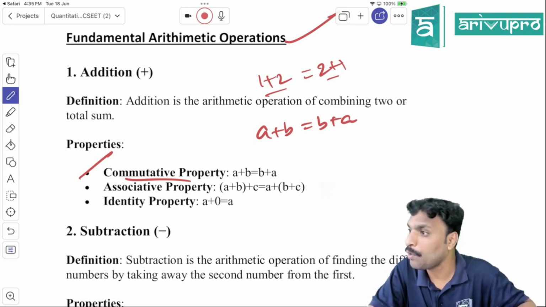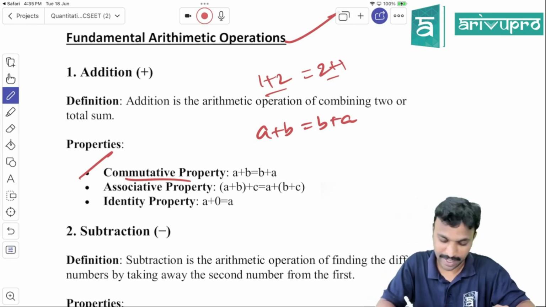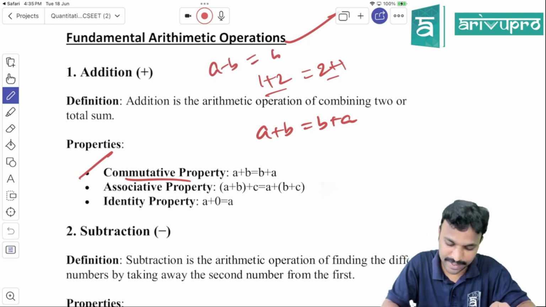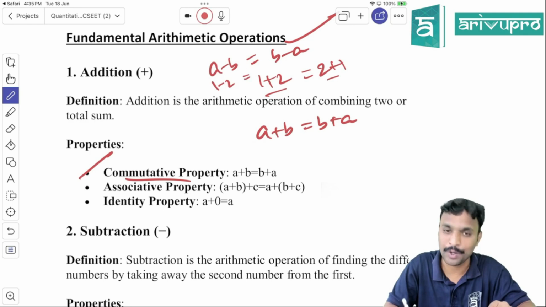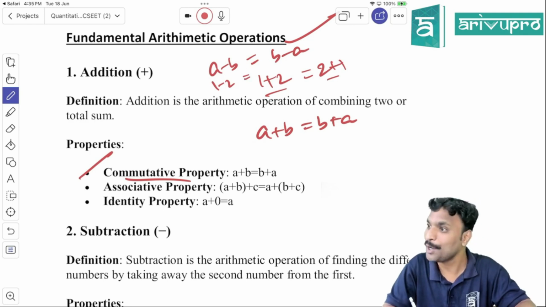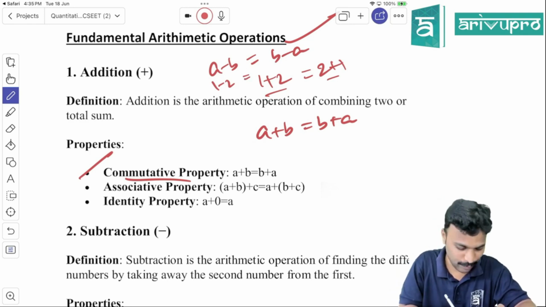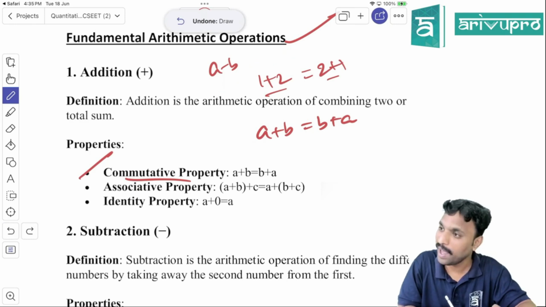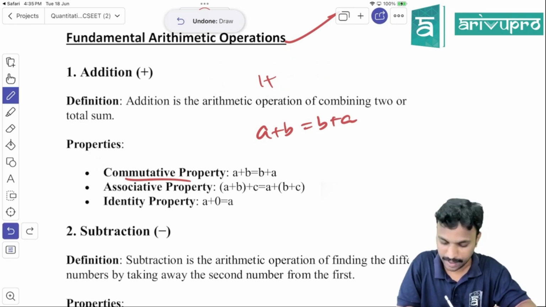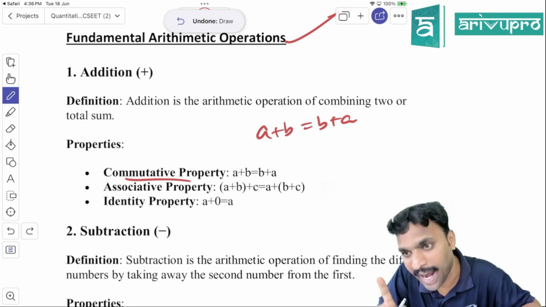Purida. What about subtraction? Is A minus B the same as B minus A? No, because 1 minus 2 is not equal to 2 minus 1. 1 minus 2 is minus 1. 2 minus 1 is 1. So the commutative property doesn't hold for subtraction. The commutative property holds for addition.